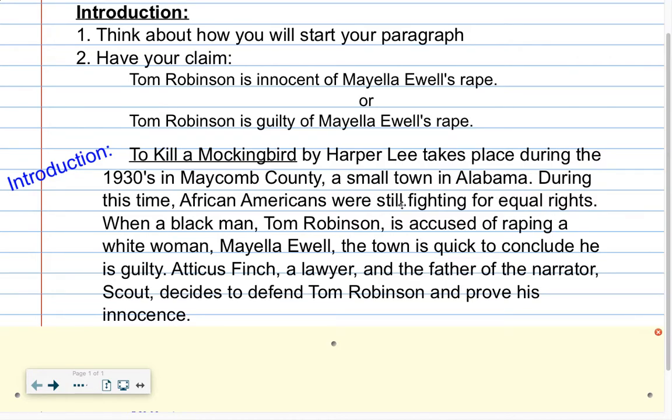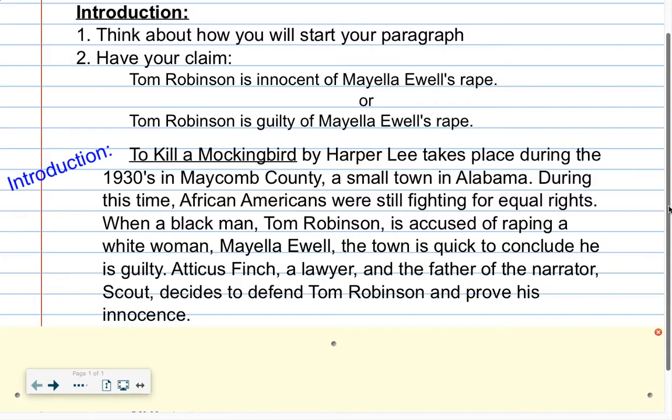Because the person reading my essay may not have read To Kill a Mockingbird, I need to explain a few things. Because I'm going to be talking about Tom Robinson, I need to provide some background information on him. So I simply say, when a black man, Tom Robinson, is accused of raping a white woman, Mayella Ewell, the town is quick to conclude he is guilty. That sets up the reason why Atticus Finch, who I'm also going to talk about, is going to defend Tom Robinson. So I write, Atticus Finch, a lawyer, and the father of the narrator, Scout, decides to defend Tom Robinson and prove his innocence.